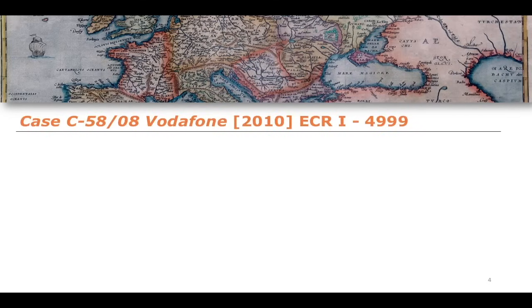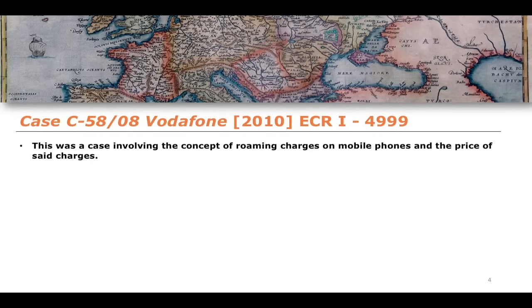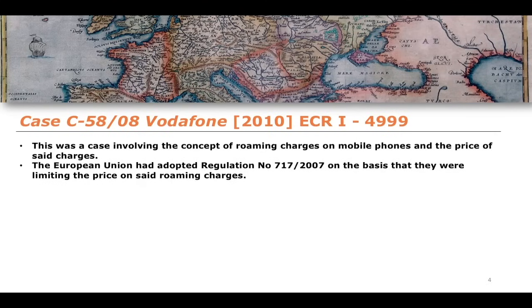We can see an example of proportionality in the Vodafone case from 2010, because this case, in terms of its facts, revolved around the concept of roaming charges on mobile phones, and specifically the price of said charges. If you go abroad, you have a mobile phone, you maybe make calls, you may have to pay roaming charges on those calls, owing to the fact that you are abroad and outside the jurisdiction of that particular phone network provider, for example.